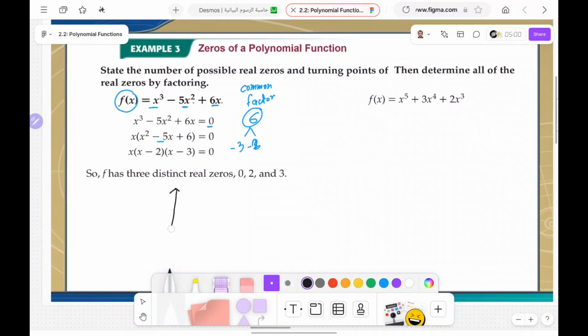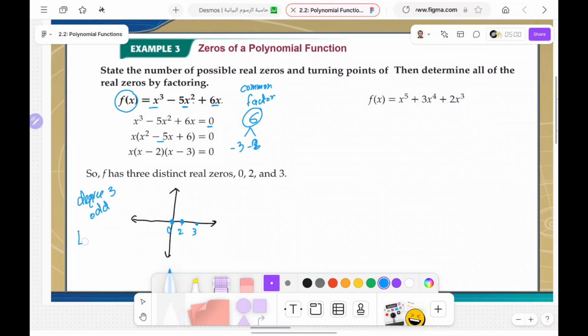If you need to do sketching for this polynomial, always put this one. Then put the zeros. So I have 0, I have 2, and I have here a 3. Now look to the degree. The degree is 3, so that means this one is odd.